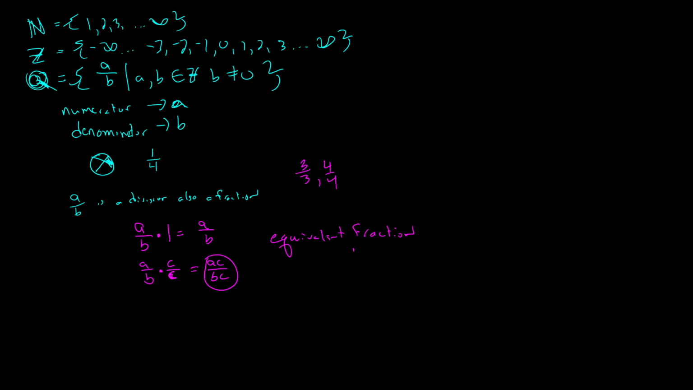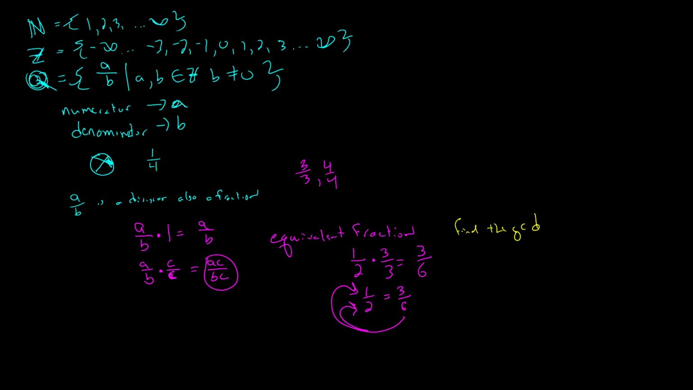And we call this equivalent fractions. Let's do an example. If I take 1/2 and I multiply the top and the bottom by 3, I get 3/6. And I can say 1/2 is equivalent to 3/6. But we like to write it in what we're going to call its reduced form.